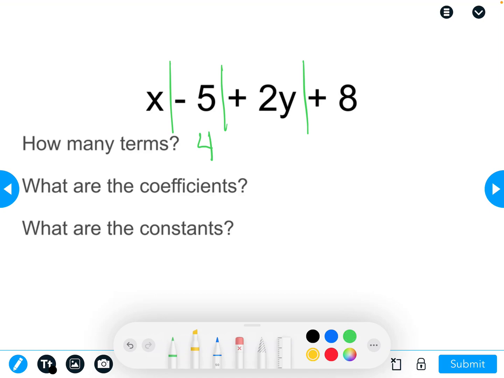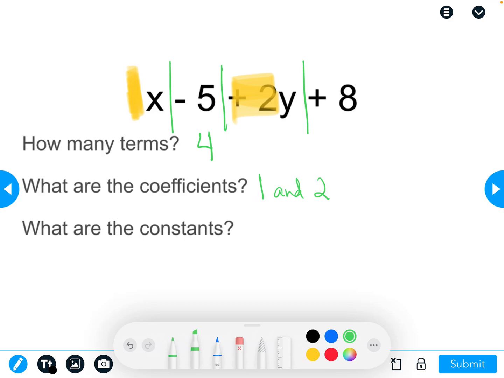What are the coefficients? So coefficients are the number that goes with the variable. So it's pretty obvious here that we have a coefficient of a positive 2, but there's also an invisible coefficient right in front of that x, which would be a coefficient of 1. So our coefficients are 1 and 2. Remember, the coefficient is just the number part.